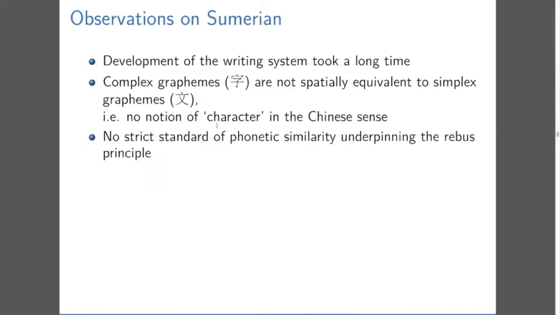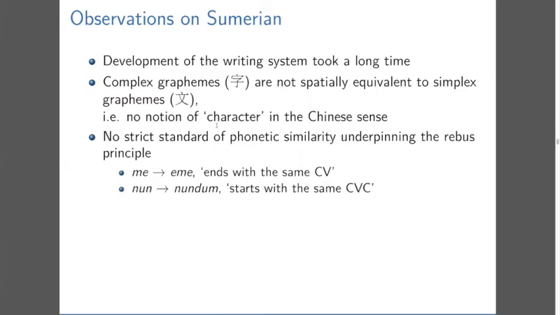Another thing that I think is intriguing is that there's no strict standard of phonetic similarity underpinning the application of the rebus principle. If we just look at the cases that I've discussed, you have me serving as the phonetic for ne, where if you want to have an abstract principle, it would be something like the application of this phonetic in a new environment means that the second morpheme ends with the same CV as the one we're using to indicate it. And then there's this nun used for nundum, where instead the principle would be starts with the same CVC.